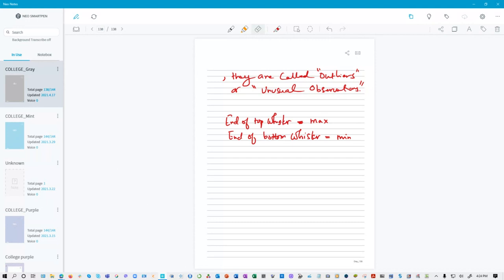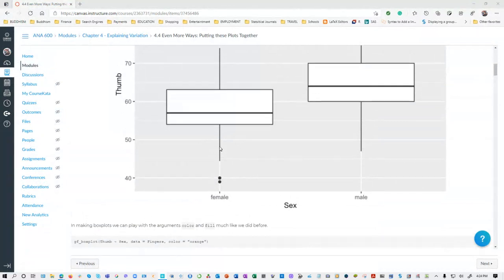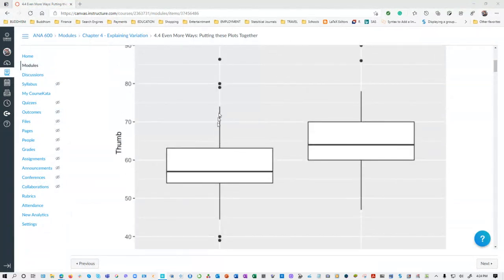Then what is this one in this case? Oh, sorry. Then what is this one? The whisker goes and stops at this length, which is nothing but 1.5 IQR.